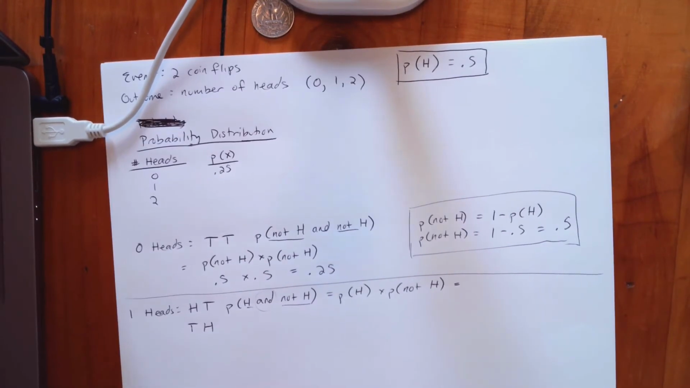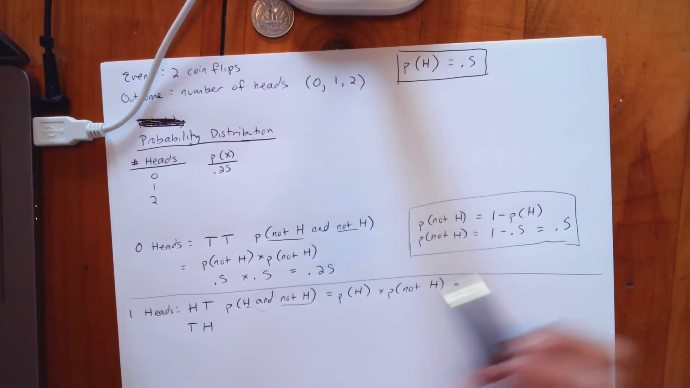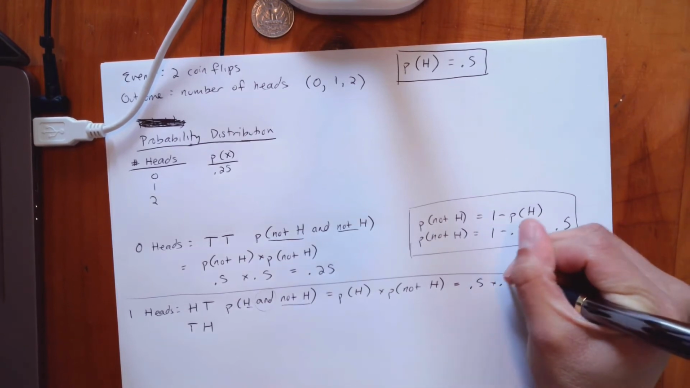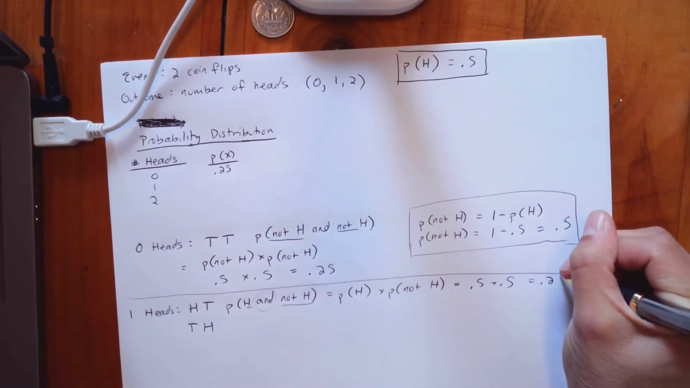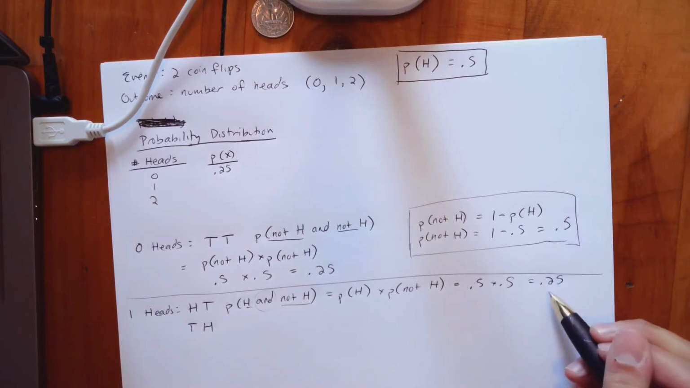So now we can plug in these values. We know our probability of getting heads is 0.5. We know our probability of getting not heads is 0.5. So we're multiplying 0.5 times 0.5 again. And that comes out to 0.25. So what this tells us is that when you flip a coin twice, the probability that you're going to get heads on your first flip and then tails on your second flip is equal to 0.25.